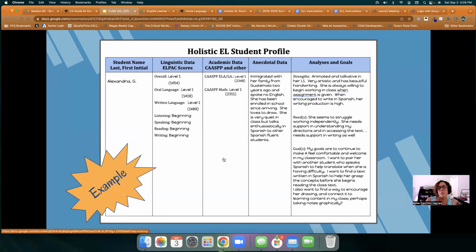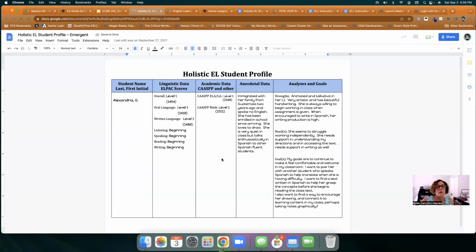I know the word I'm looking for is informal. Your goal here is written in a much more informal way than if you were writing an IEP goal. All right. That is not what I wanted to do.